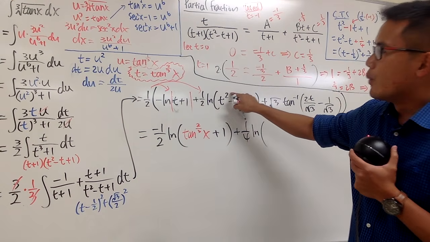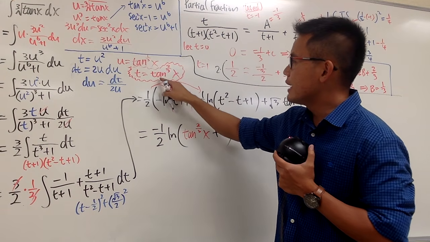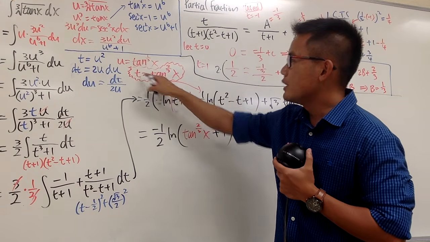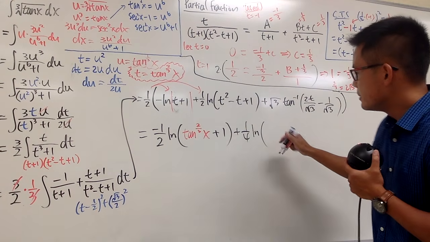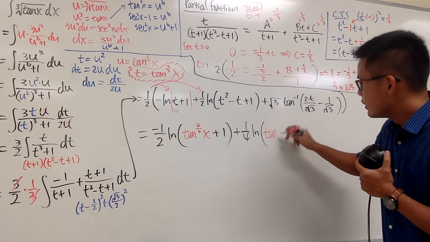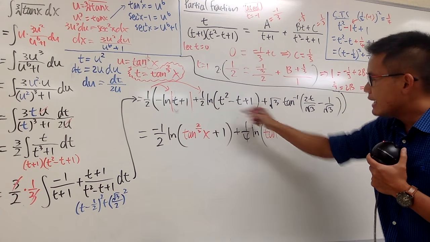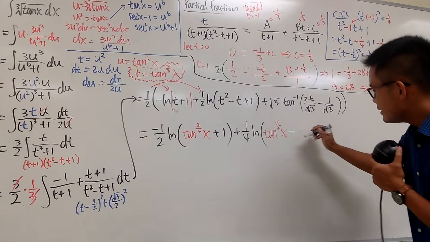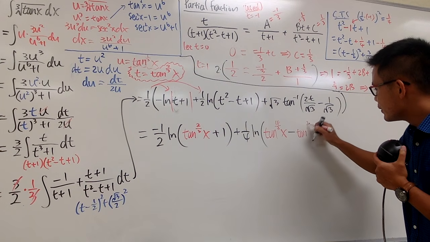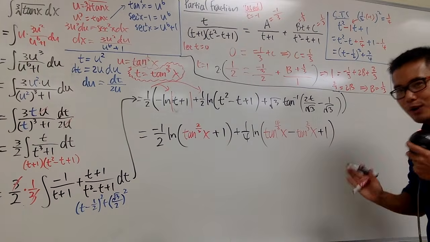T squared, well, we have to square both sides. T is equal to tangent to the 2/3 power. T squared is going to be tangent to the 4/3 power, right? So for this term, it's going to be tangent to the 4/3 power x. And then minus, t is that, which is tangent to the 2/3 power x. And then we add 1 to it, all right? Well, we're almost done, oh my god.